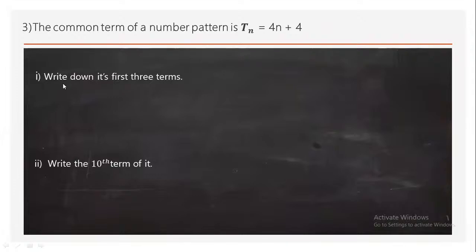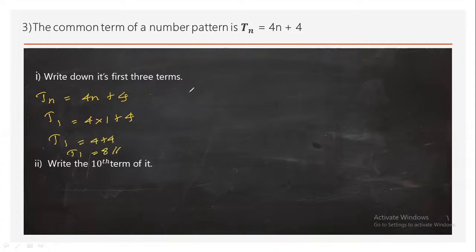The next number pattern has the general term Tn equals 4n plus 4. Write down the first 3 terms. T1 equals 4 into 1 plus 4. T1 equals 4 plus 4. T1 equals 8. T2 equals 4n plus 4. T2 equals 4 into 2 plus 4. T2 equals 8 plus 4. T2 equals 12.